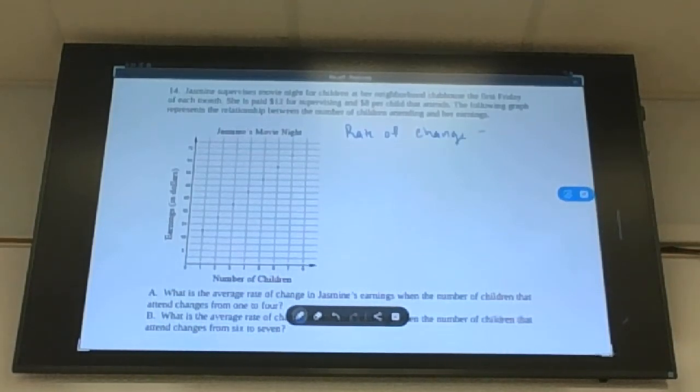It's because it's $8 per child, and they added the first cost. Yeah, because these are going up by 4s. So when it changes from 1 to 4, for one child, she got $20. And for 4 children, she got 44, if I'm reading that correctly. So if you're asked about average rate of change, just find the slope. Even if it's a curved line, for rate of change, you can find slope.